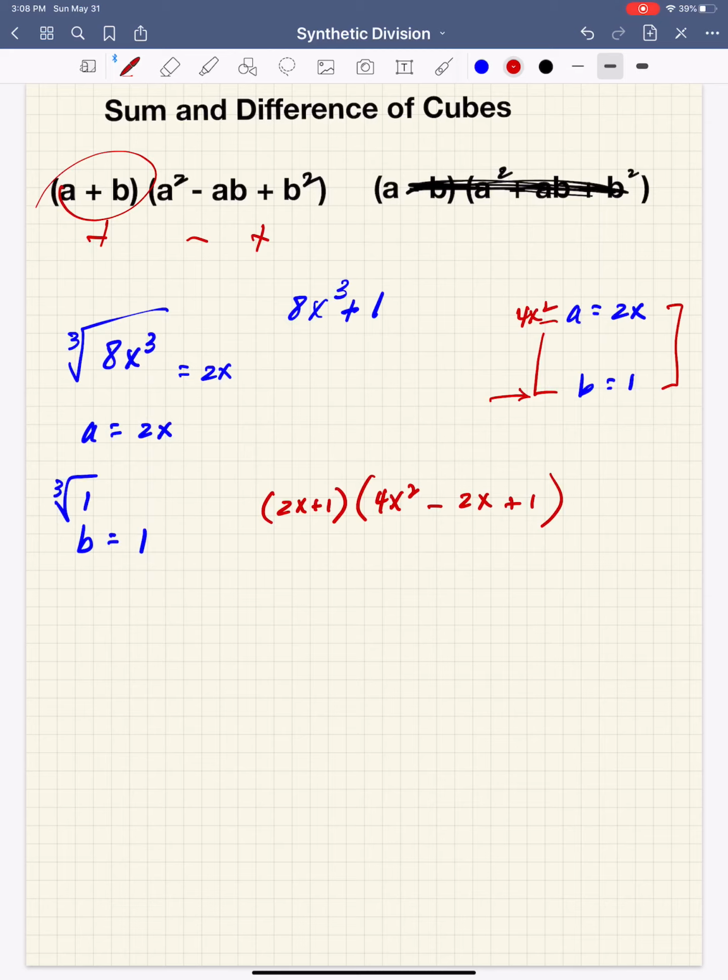I want to keep in mind that when you square this term up here, please make sure you put it in parentheses and get 4x squared. A lot of you will get 2x squared, and that's not going to be okay. Make sure you put it in parentheses.